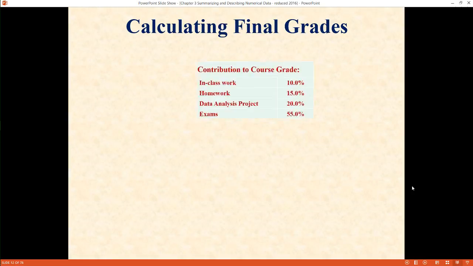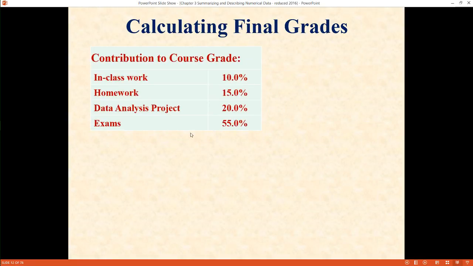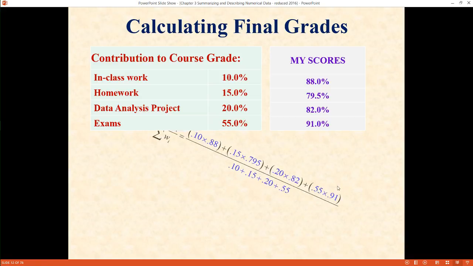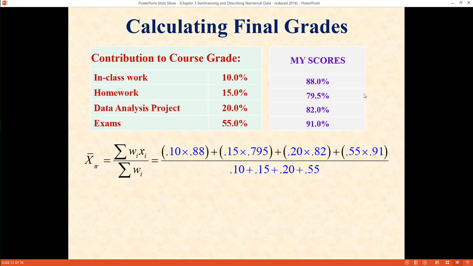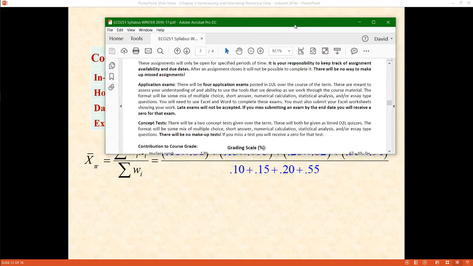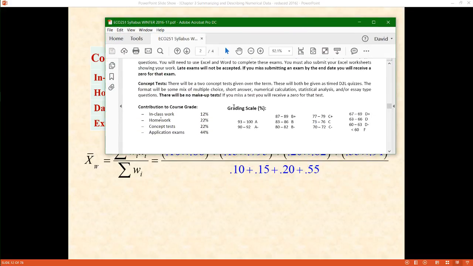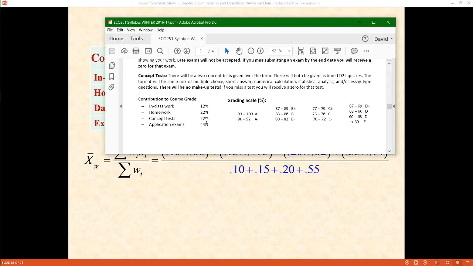You can do the same thing with grades. So here I have some grades. Here's my contributions from a different class. Probably Eco 252. Sum to 100, these are my weights. Let's say I got these scores on those parts of the class. 88% on in-class work, 79.5% on homework, etc. So to get my final grade in that course, I take a weighted average. And this will be the same thing I'm doing for you. Well, I was talking about these before, I wasn't showing them in the video, sorry about that. This is off the syllabus. So these are the weights, sum up to 100.